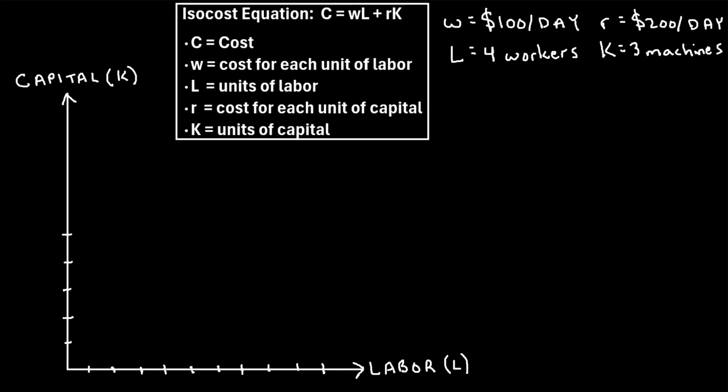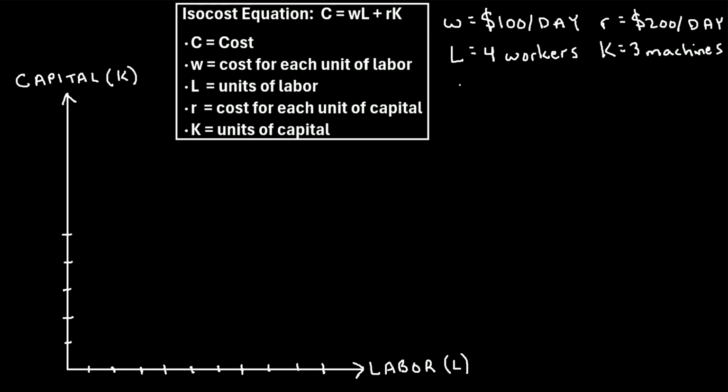In this video, I will provide a quick introduction to isocost lines in microeconomics. If some firm wants to produce some good, it will cost a certain amount of money to produce that good. The equation we can use to model the total cost is called an isocost equation: C, the cost, is equal to W, the cost for each unit of labor, times L, the total units of labor, plus R, the cost for each unit of capital, times K, the total units of capital.